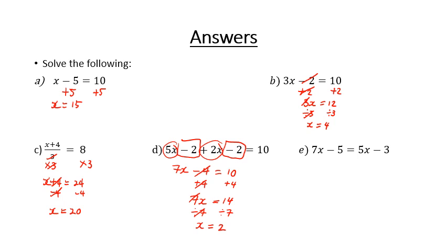And in my last question, I need to take 5x from both sides. That'll leave me with 2x take 5 equals minus 3. I'm then going to add 5 to both sides. 2x therefore will equal 2. I'm then going to divide by 2 on both sides. X will equal 1.